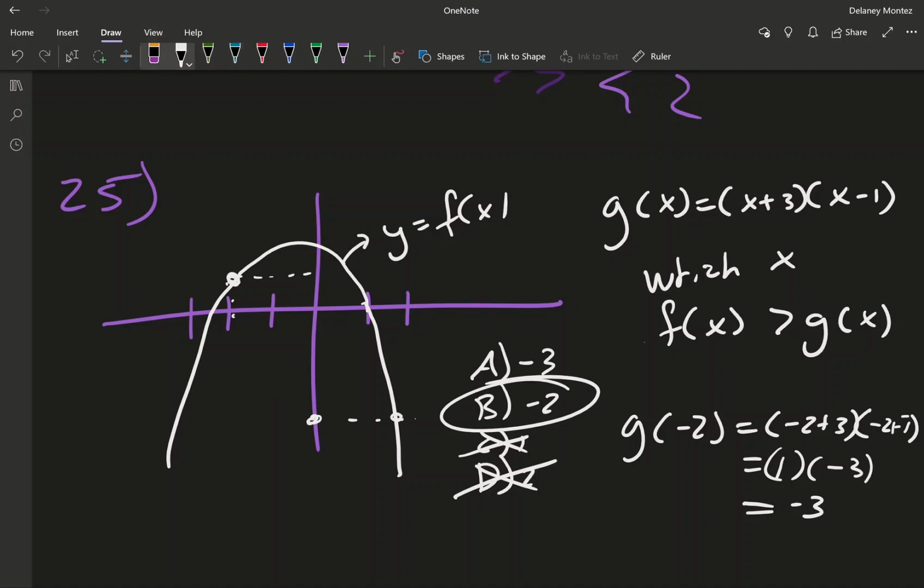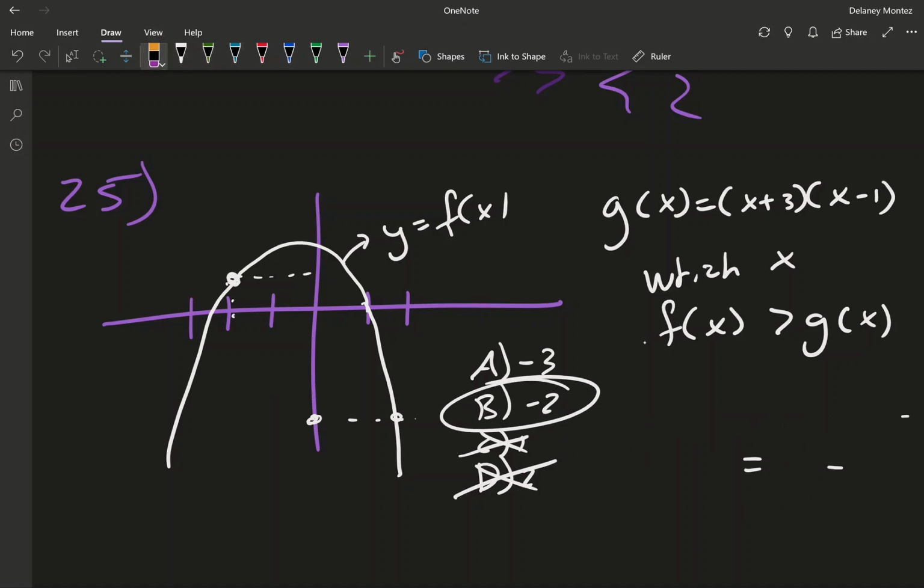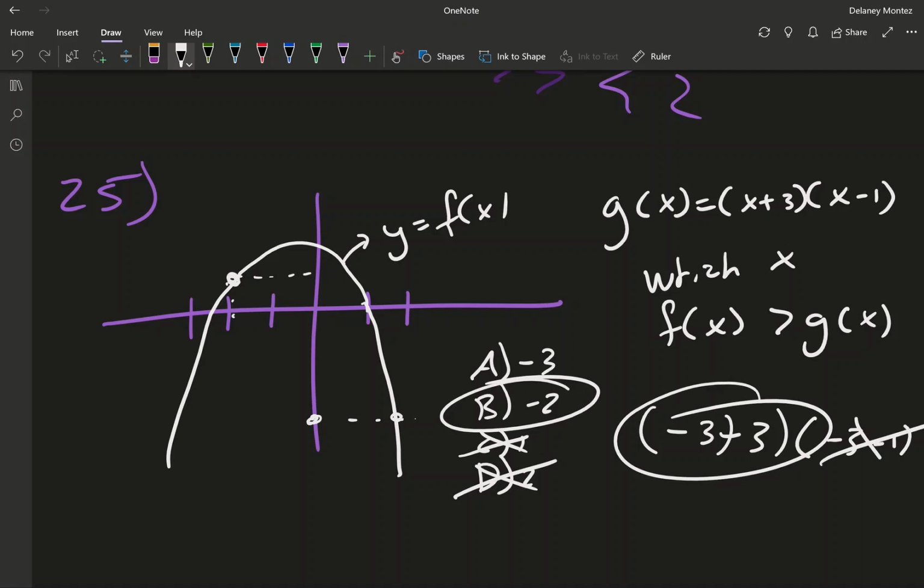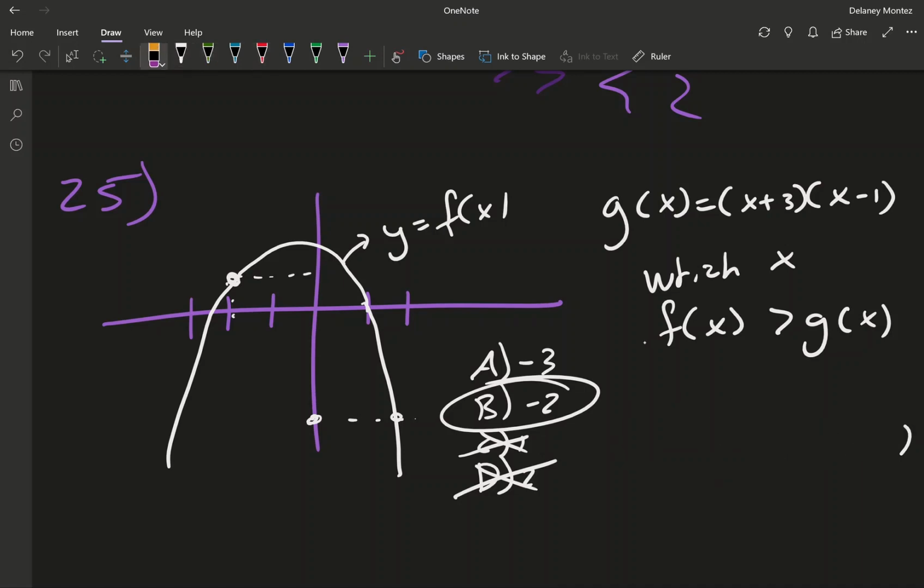And just to double check, we'll do A. Usually on the SAT, that's good enough. You guys want to conserve time. And A is easy to check though. Plug in negative 3 here: negative 3 plus 3 for your first factor, and then negative 3 minus 1. We don't care about the second. We know the first is 0, so g of x is going to be 0 too. And f of x at negative 3 is below the x-axis, so it's negative. 0 is going to be bigger than a negative number, so you're good.